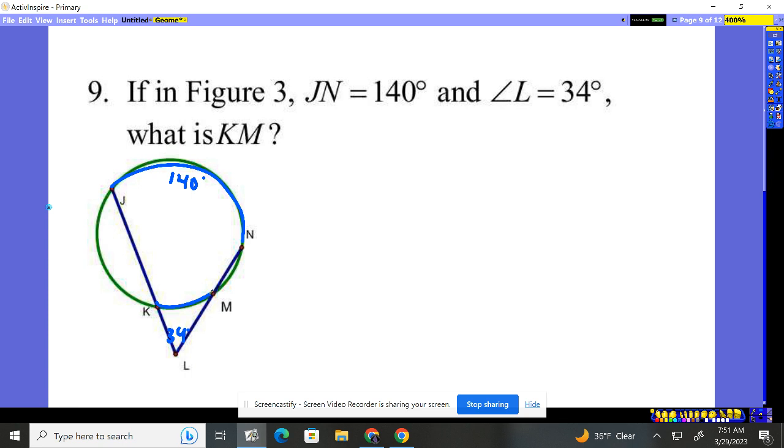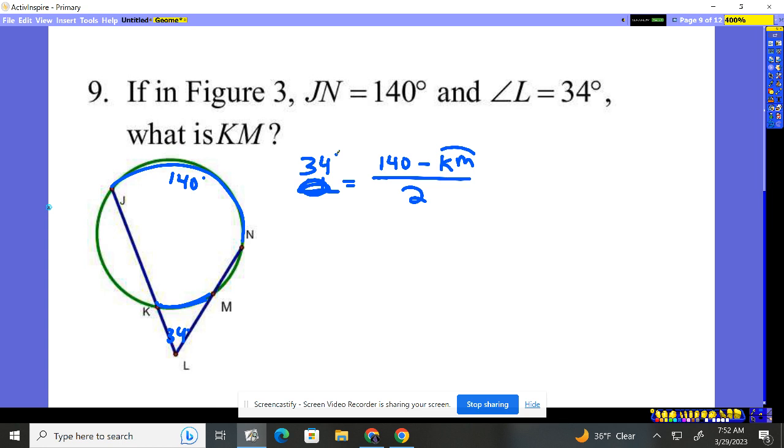two secant lines? Well, the rule is if it's on the inside, we're finding the average. If it's outside, we subtract them. So we know angle L is equal to that 140 minus what we're looking for, KM, that arc KM, divided by 2. Now, remember, angle L, we just said, is 34 degrees. So all I've got to do is solve this equation. There's one little unknown piece, this KM.